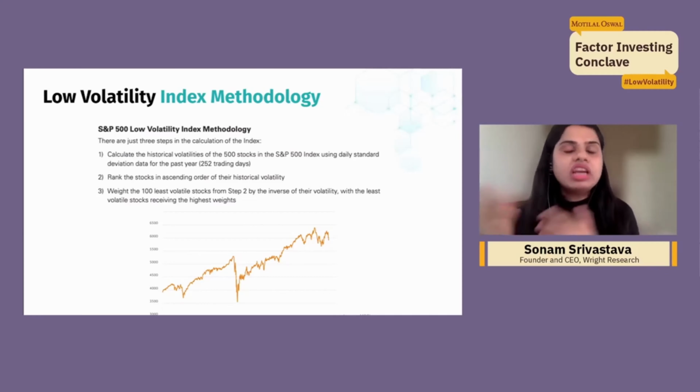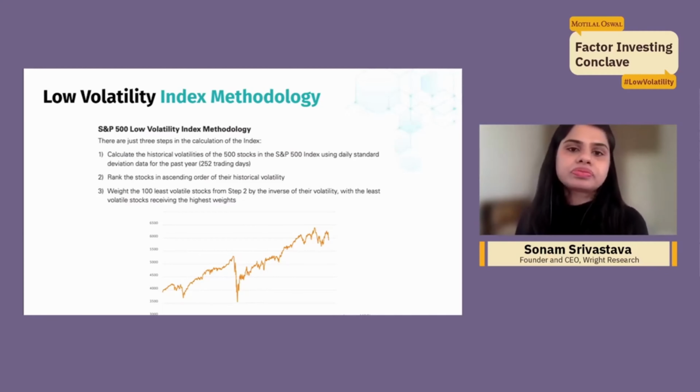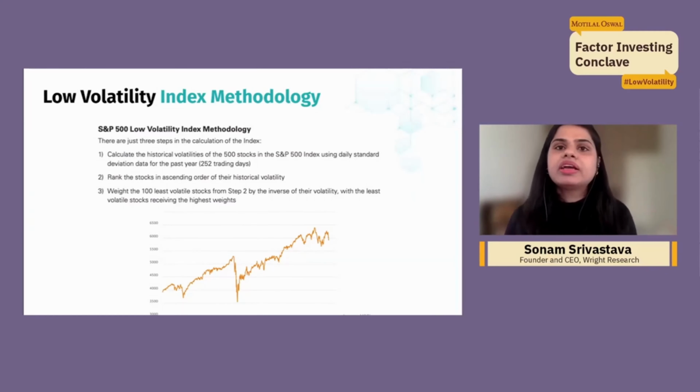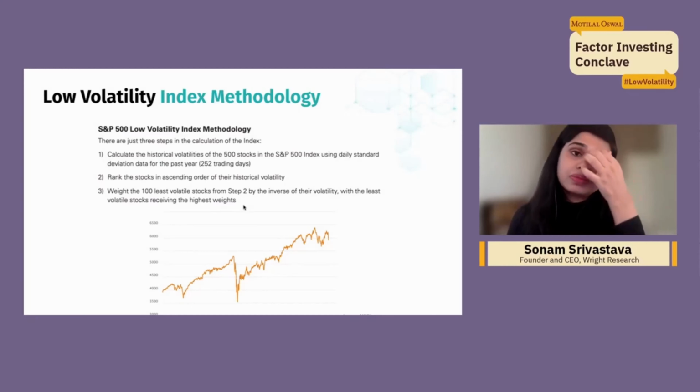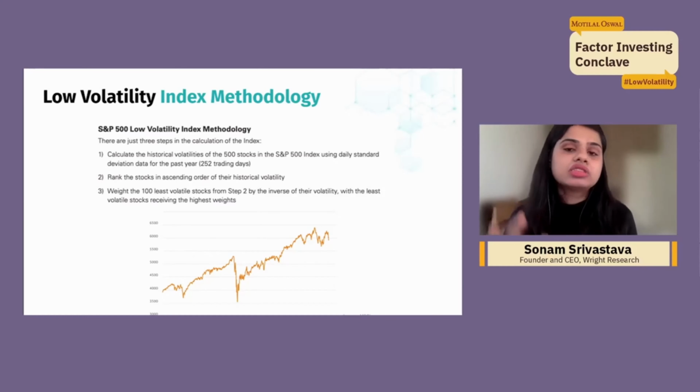MSCI has a different methodology. They might be picking a smaller set of stocks, or they might be focusing on a different type of weighing. So I think the S&P 500 does inverse volatility weighing. Some might do equal weighted weighing.